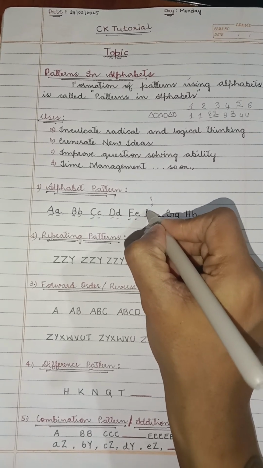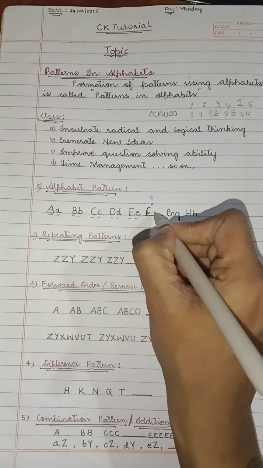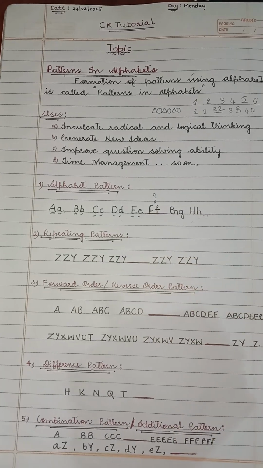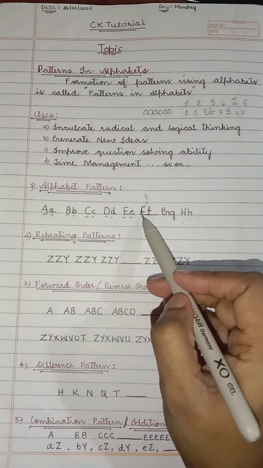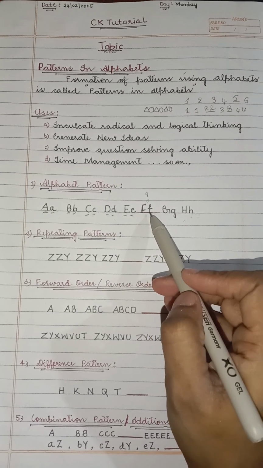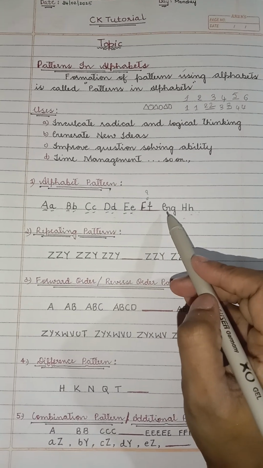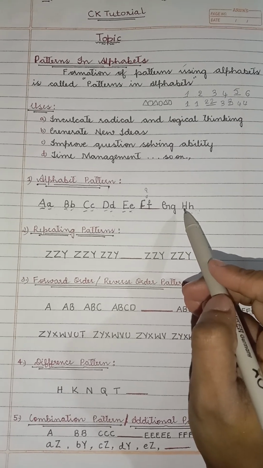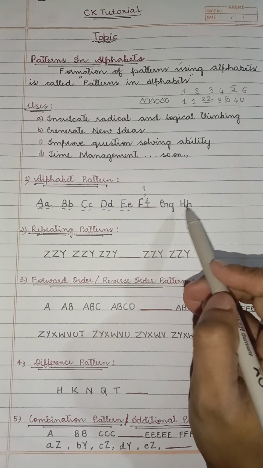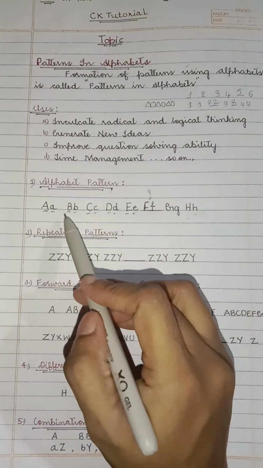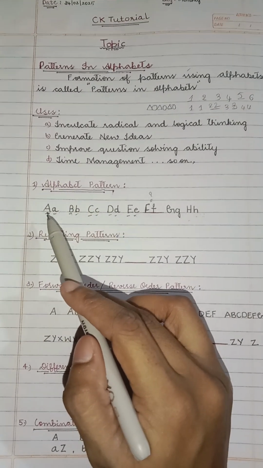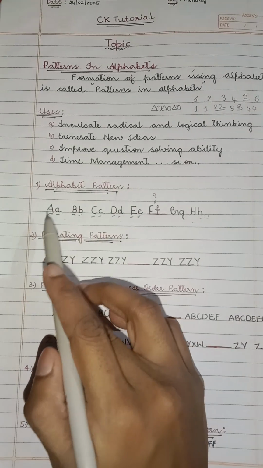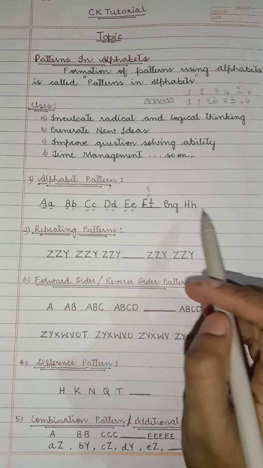capital F and small f. Likewise after capital F, small f will come the alphabet G, so capital G, small g, and likewise the next alphabet will be capital H and small h. So this is called the alphabet pattern, the capital and small letter alphabet pattern.